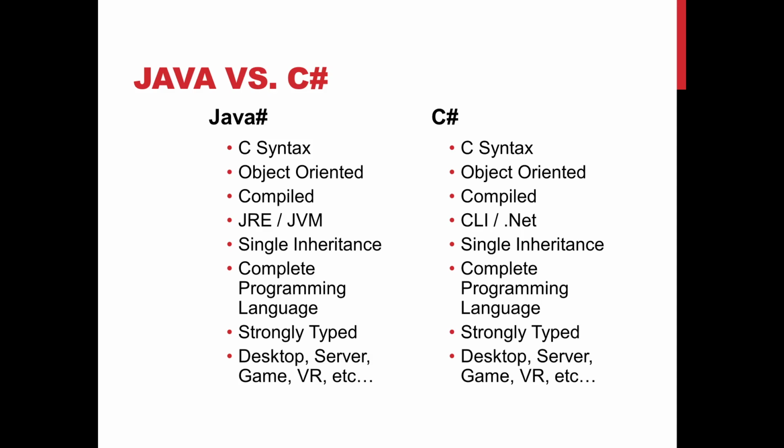So for some direct comparison, you can see that they're very similar in a lot of ways. You have C syntax, both are object oriented, and both are compiled. You have the Java runtime environment, Java Virtual Machine, and the Common Language Infrastructure, .NET for Windows. They're both single inheritance. They're both complete programming languages. You really can make any kind of application you want with them.